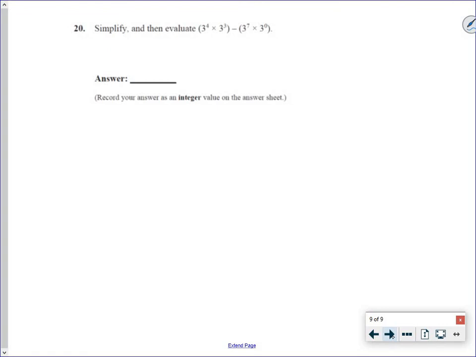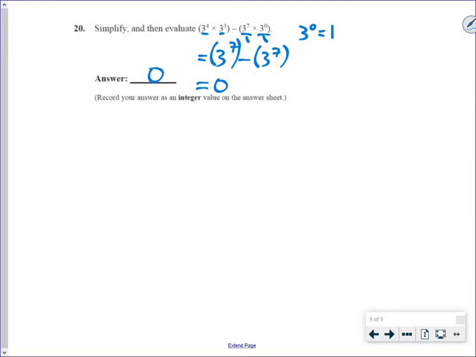Last question, simplify and then evaluate. 3 to the 4th times 3 cubed. So if I'm multiplying two things with the same base, I can add the exponents. So that would be 3 to the 7. And then this one, 3 to the 7 times 3 to the 0. 3 to the 0 is just 1, so it's 3 to the 7 times 1, which is just 3 to the 7. So 3 to the 7 minus itself is 0. Alright, so that's it for that.